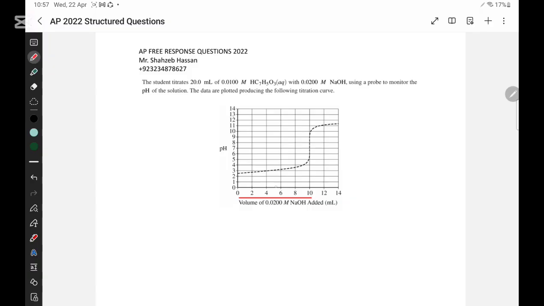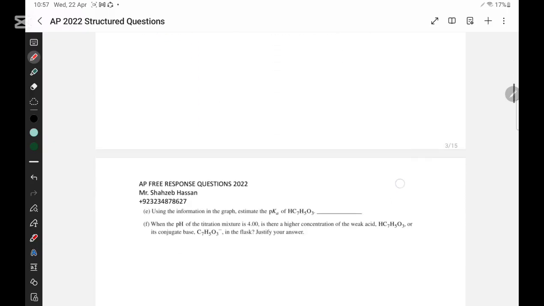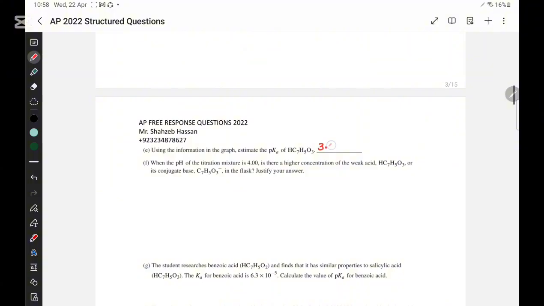So total is 10, half is going to be 5. So this is going to be the half equivalence point. That is the half equivalence point. And the pH at this point is going to be equal to pKa. That is pKa at this point. And at half equivalence point, the pKa here is 3.1, because that is 3.1 that is present at the half point where the half volume of NaOH has been used. So pKa comes out to be 3.1.